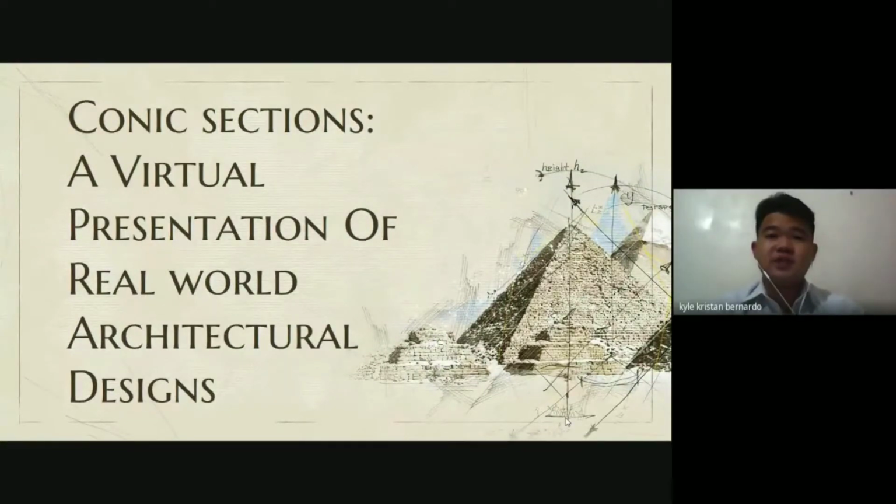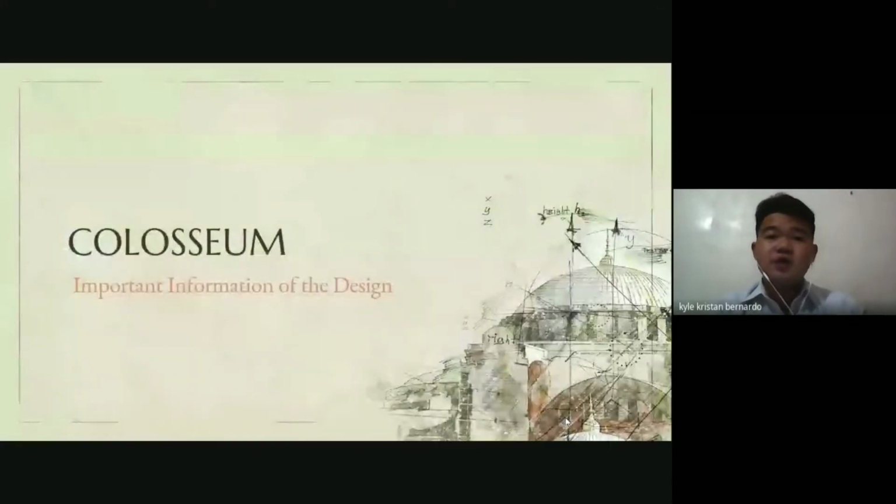Our group is going to discuss the conic sections, a virtual presentation of real-world architectural designs. Our group chose the Colosseum, also known as the Flavian Amphitheater. Let's start with the important information of the design.